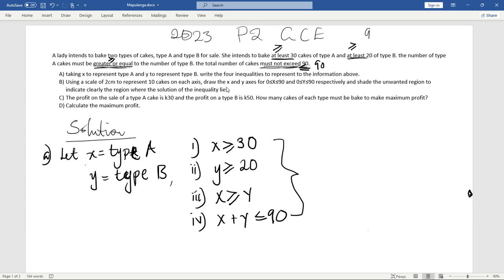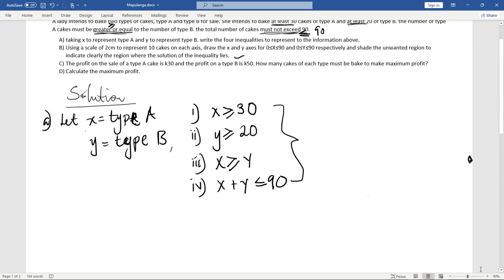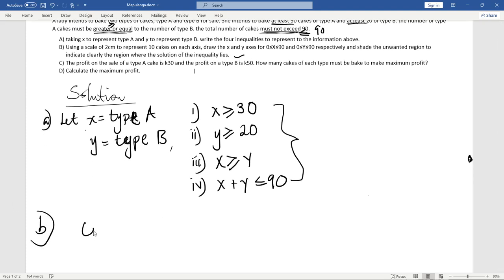Okay, let's go to the second part. Using a scale of 2 centimeters to represent 10 cakes on each axis, draw X and Y for X between 0 and 90 and Y between 0 and 90 as well. Shade the unwanted region, and indicate clearly the region where the solutions of the inequality lie. Now let's go to our graph below. For B, on the x-axis we're supposed to have from 0 to 90, and as well for the y-axis from 0 to 90.